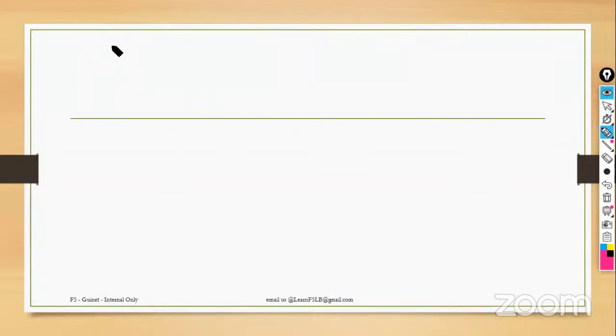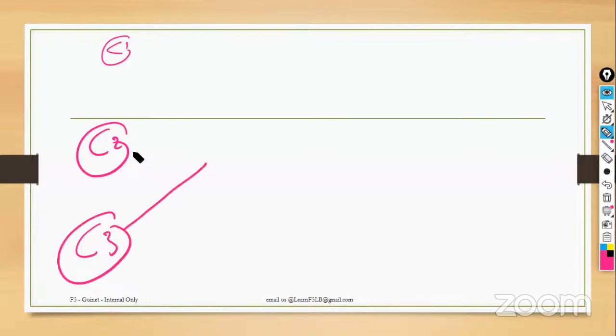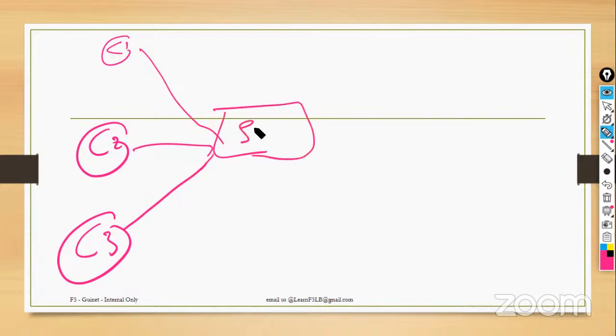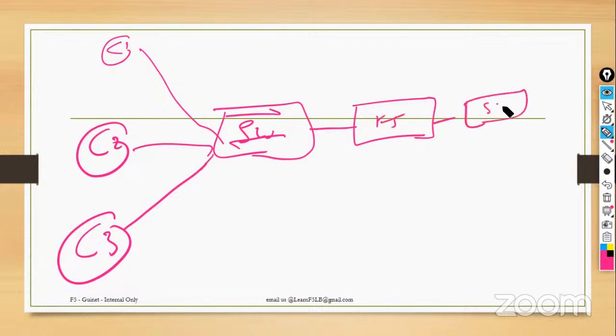Here you have the client C1, client C2, and C3. These are all your clients, connected to one switch. After that, you have the F5, and the F5 is again connected to one switch. And here you have server one, server two, server three. So this is a very simple topology.